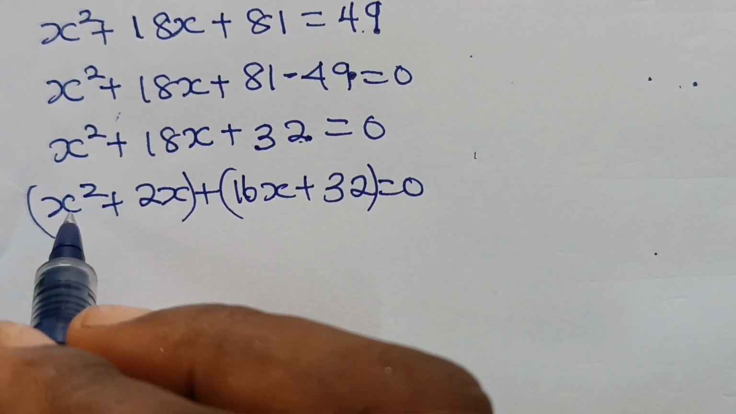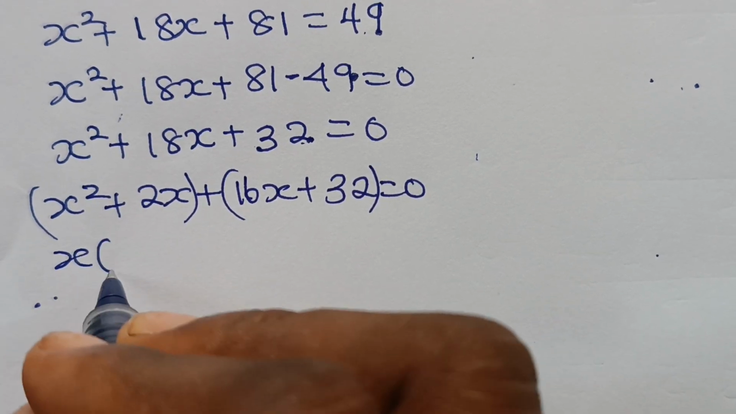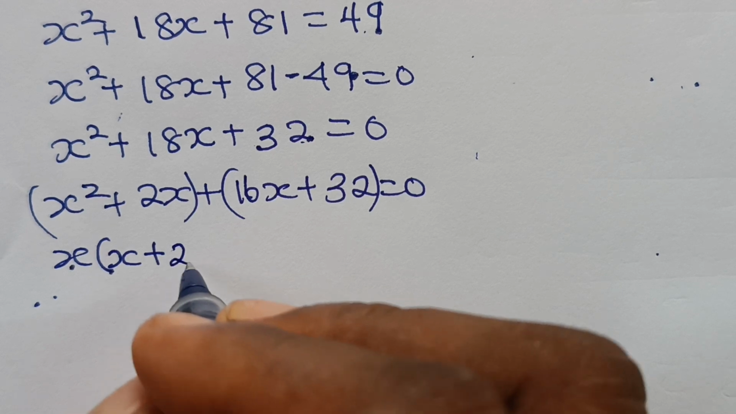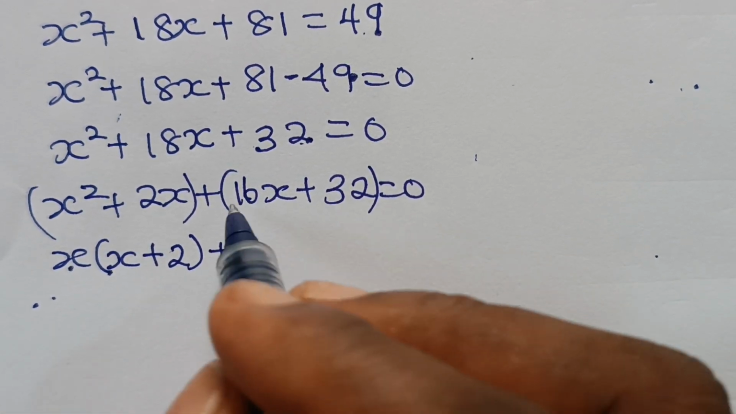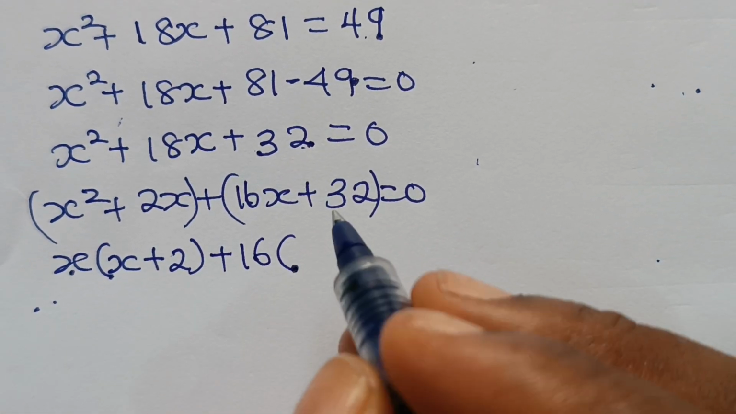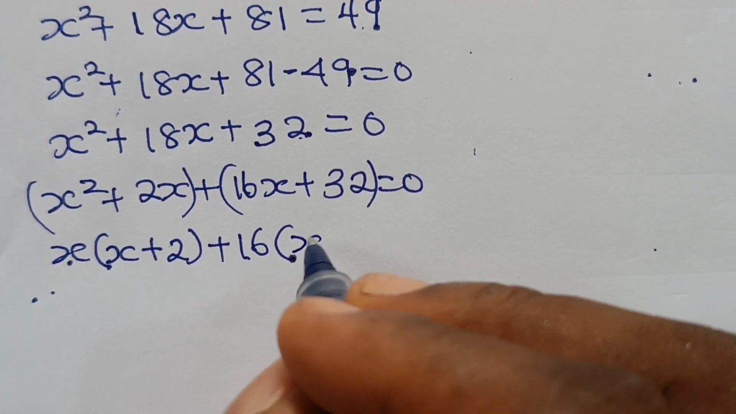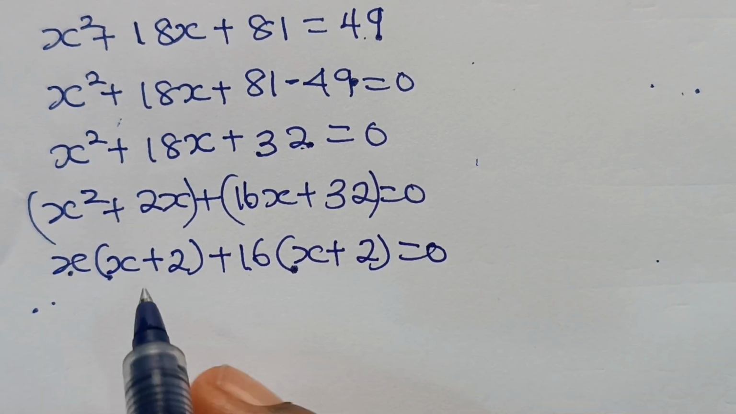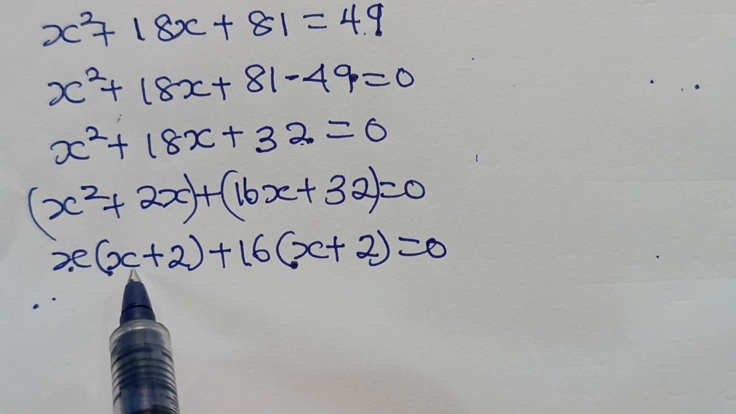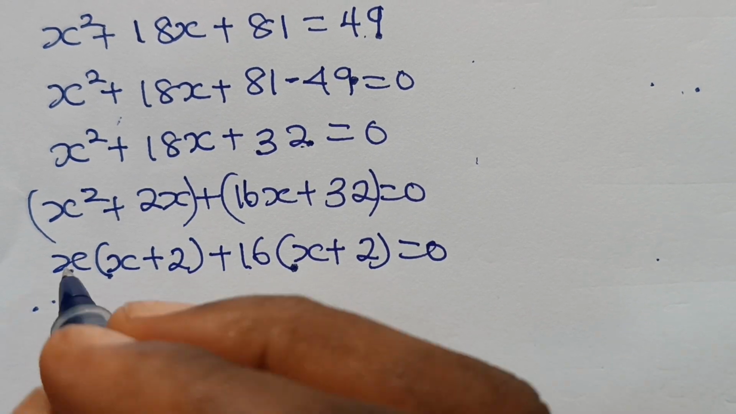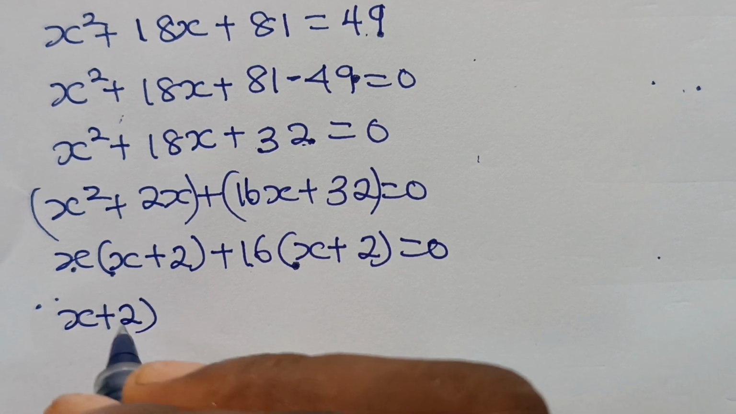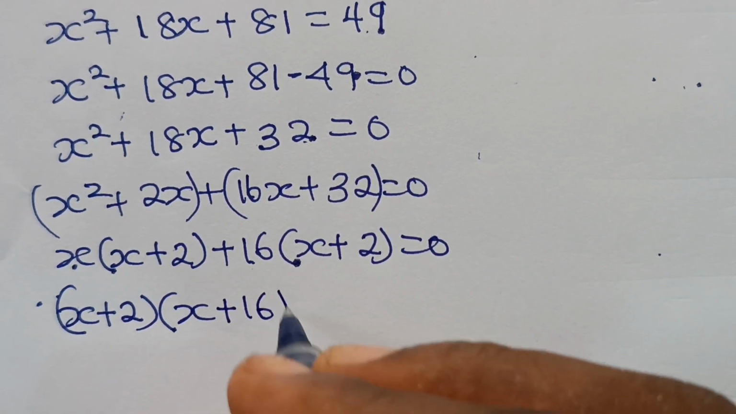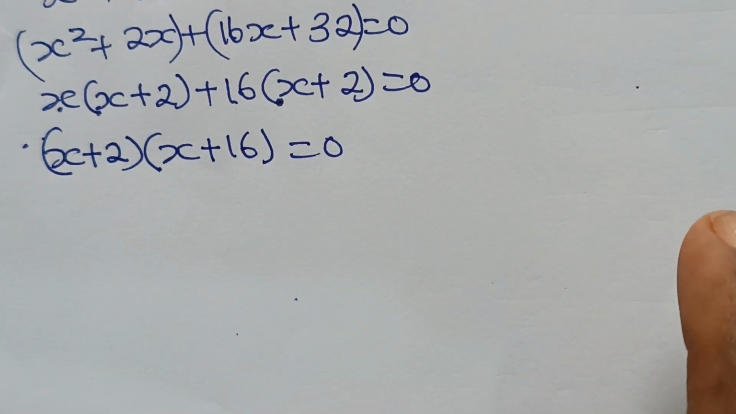Now this has x in common. We bring out the x. x squared divided by x is x, and 2x divided by x is 2. Plus this has 16 in common. 16x divided by 16 is x. 32 divided by 16 is 2. Is equal to 0. Now when you look at this, notice that we have x + 2 here and x + 2 here. So we have (x + 2) multiplied by (x + 16) is equal to 0.